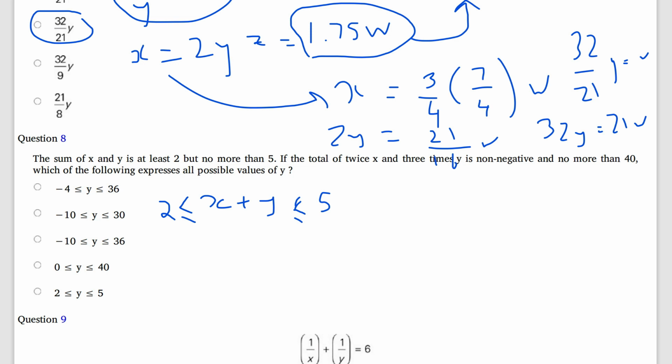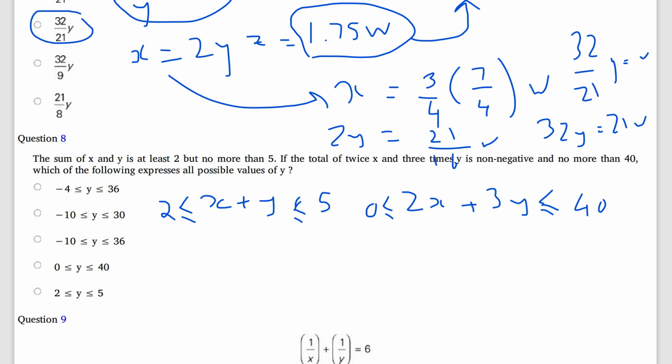If the total of twice x and 3 times y, so 2x and 3y, is non-negative, meaning it's greater than or equal to 0, because non-negative can include 0, and no more than 40. Oh, it's that same thing again. Okay, they want me to write it in a line. It's between 0 and 40. So let's do that again with 0 on the left and 40 on the right. Whenever it's between two things, you write it with a less than sign on the left and a less than sign on the right, in between the two numbers.